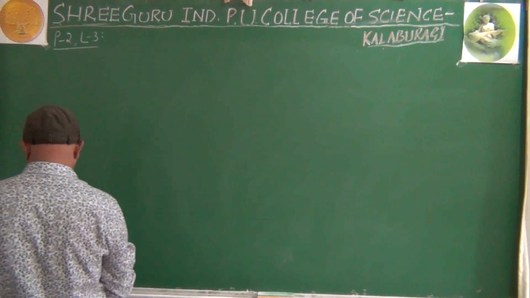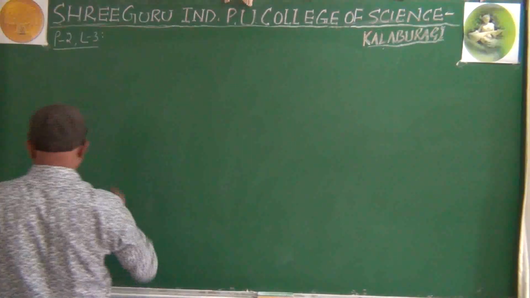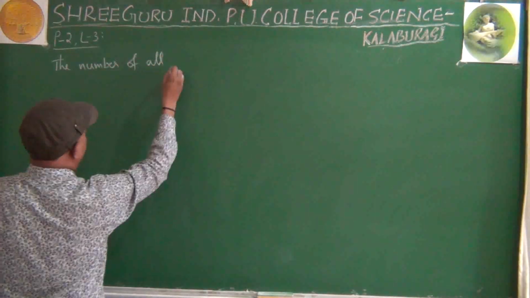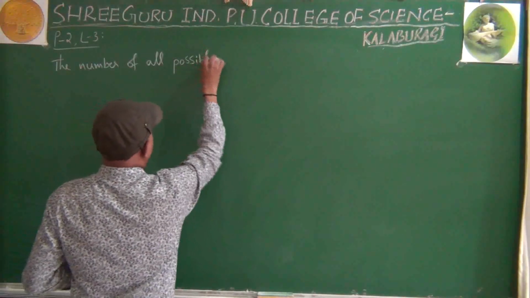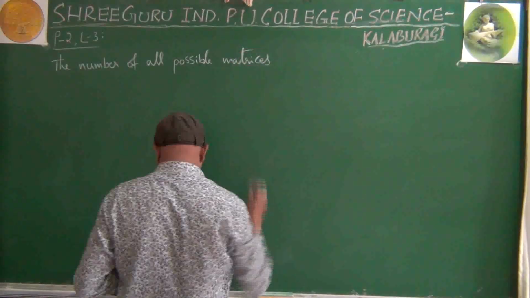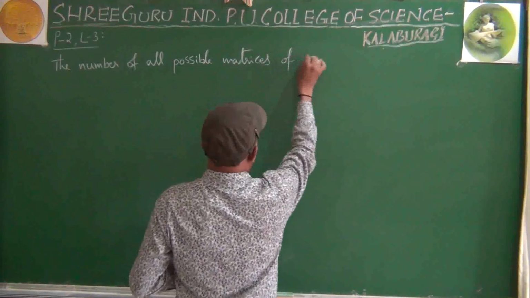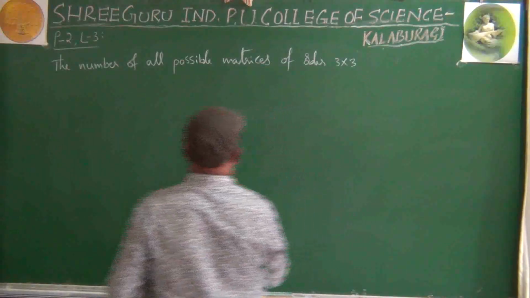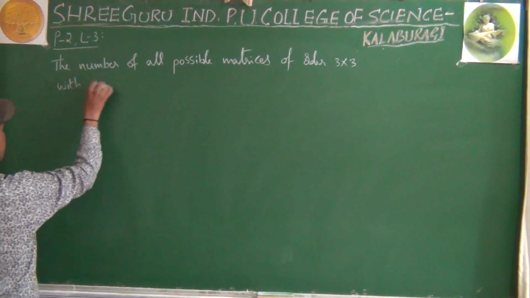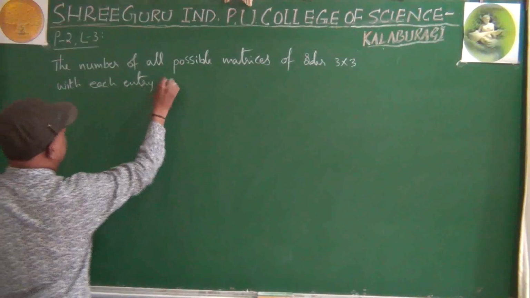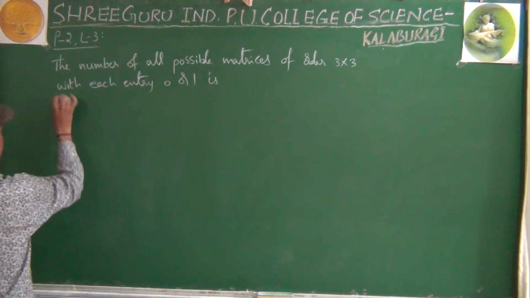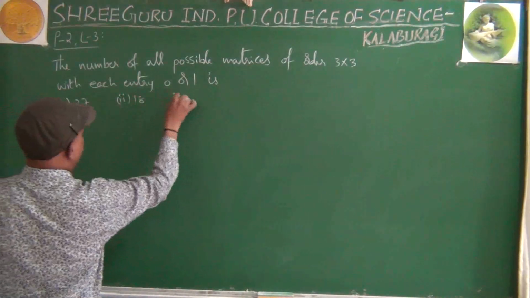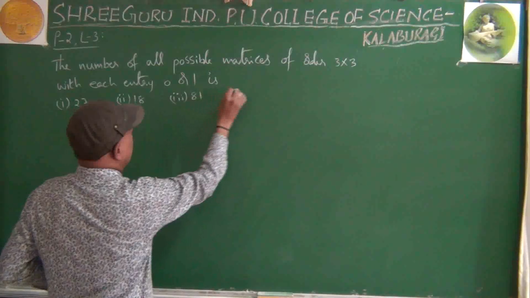Next question. The number of all possible matrices of order 3 by 3 with each entry 0 or 1 is, first option 27, 18, 81, 512. This is also objective.